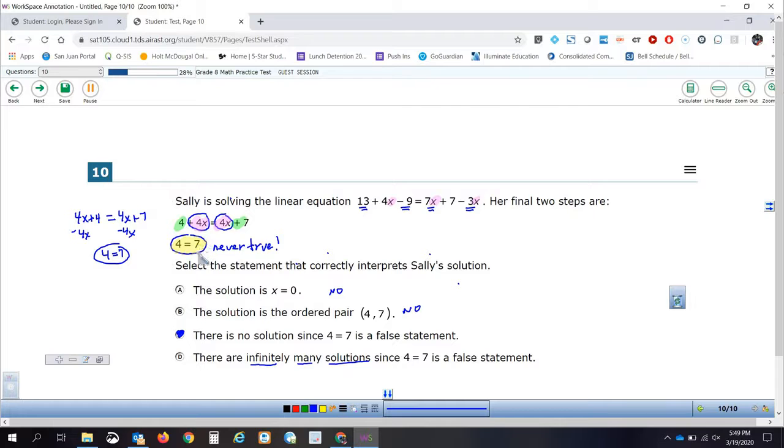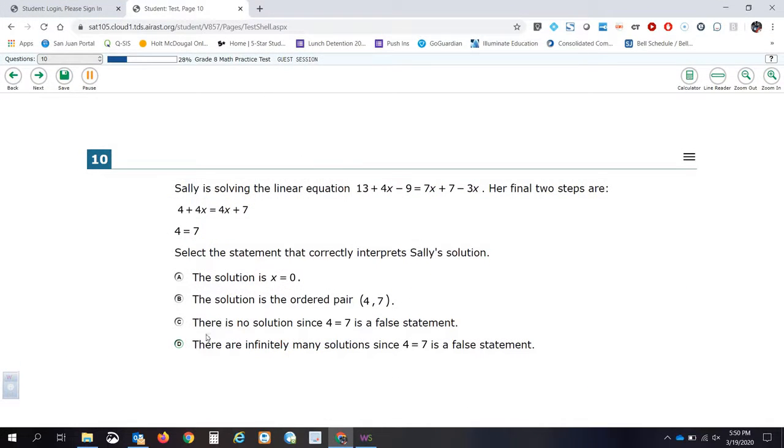Just a quick add-on though. If we had gotten instead 7 equals 7, say that had turned out to be 7, then the answer would have been there are infinitely many solutions, because then both parts of the equation would have been equal to each other always, but they're not. So when you solve an equation and the variable terms go away and you're left with a statement that's never true, it will have no solution. If you're left with a statement that's always true, it will have infinitely many solutions. But for us, there is no solution because it is a false statement.